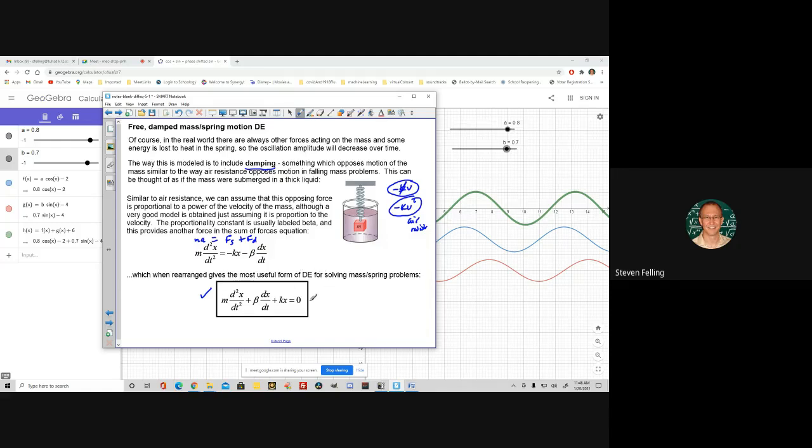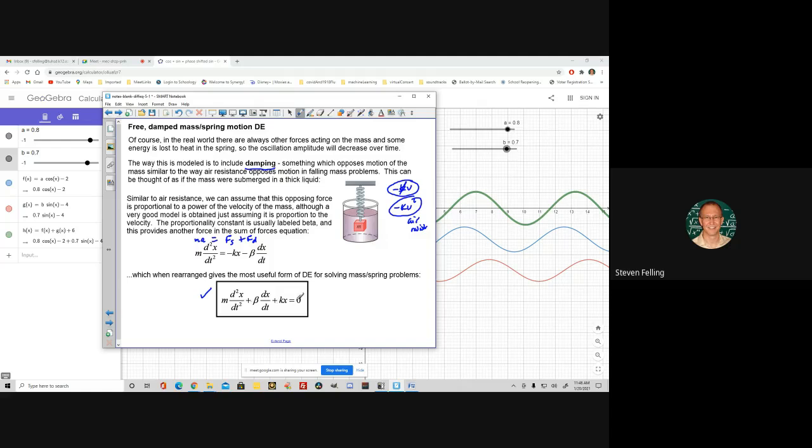So I usually go to this form first, and I fill things in and then use this as the basis of solving. All right, so I've got mass times the second derivative plus beta, which is the damping constant, times the first derivative of distance versus time, plus the spring constant times just the displacement equals 0.